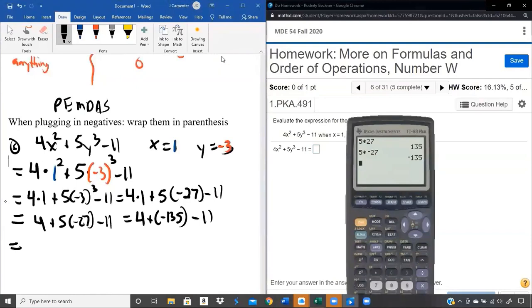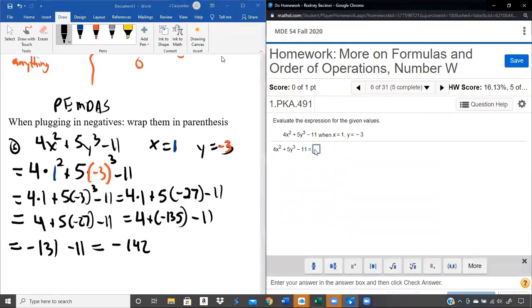4 plus negative 135, so we have an addition and subtraction. Do them from left to right in the order you see. These are different signs. 135 minus 4 is 131. The larger number is negative, so keep it negative. Then the minus 11. These are the same signs, so we add and keep the sign. So negative 142. Let's see if we get that right.